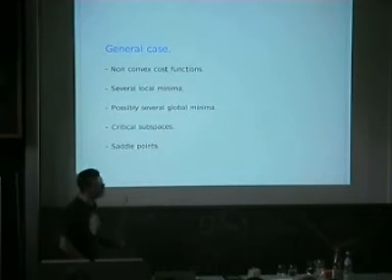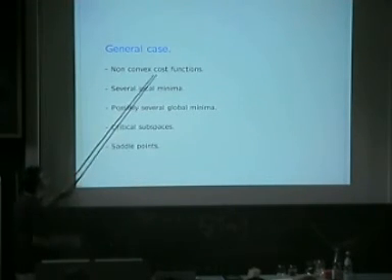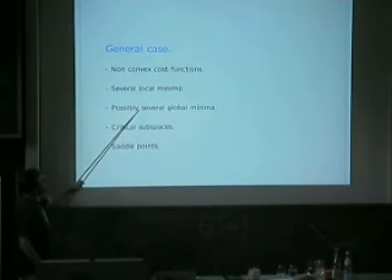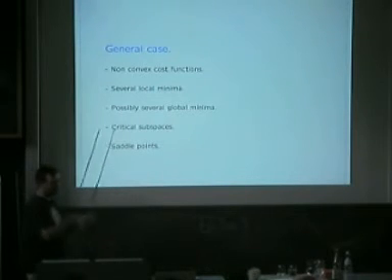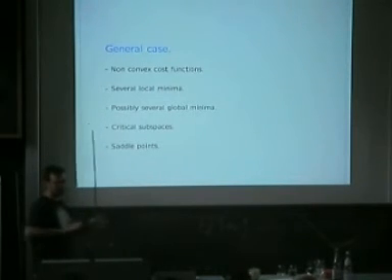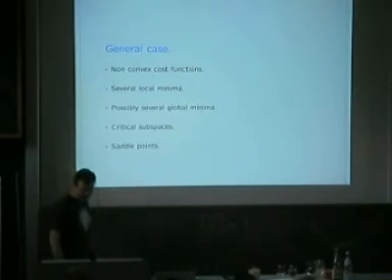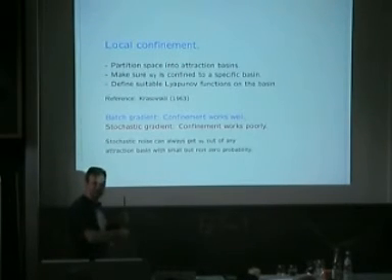But this is still far from the general case. We instead deal with cost functions that are non-convex, where we have several local minima, sometimes quite often actually several global minima, where the cost function is split in various symmetrical areas, and between them you have critical subspaces where everything goes bad, and then you get saddle points. It's a massive landscape.